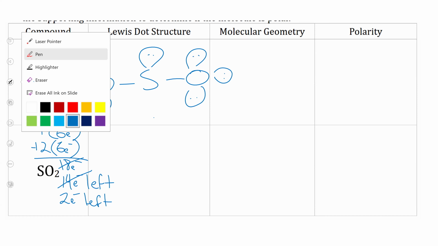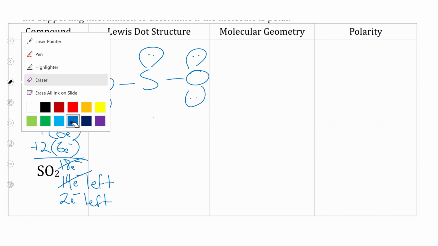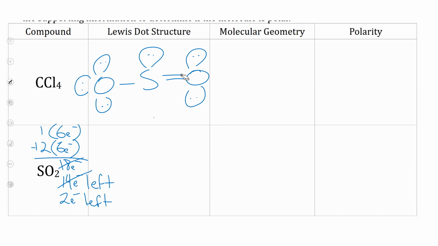So if we don't have all of our valences filled and we're out of electrons, we have to take a lone pair and turn it into a double bond. Right, so that's when double bonds come into play. When you run out of electrons before you're done filling all the valences, then you have to get them to share more than normal.